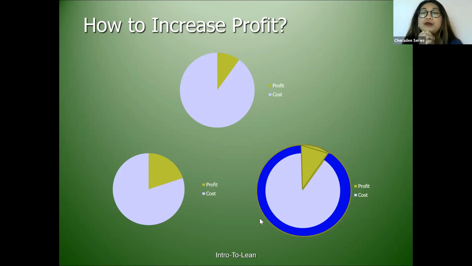Why do you think that you have to maintain the price and not increase it? Di na mamalit ang tao. Very good. That's a very practical answer. What else? Come on, what else?